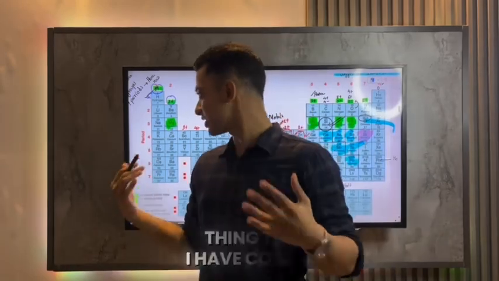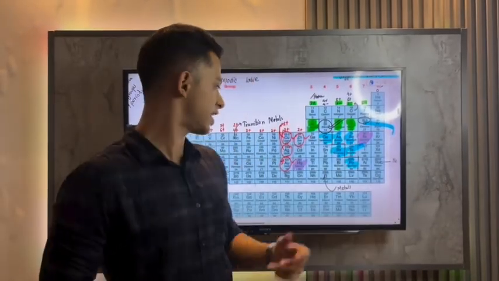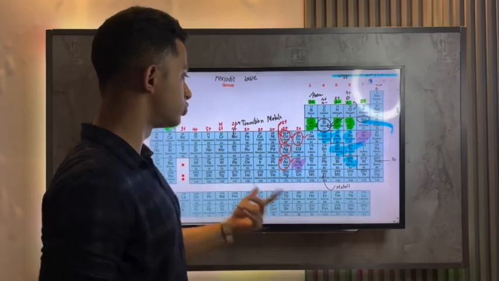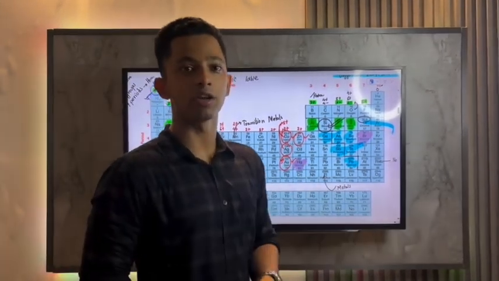So these are all the things that I have covered here for the periodic table. I think this is quite important information that you should know while going forward in chemistry.